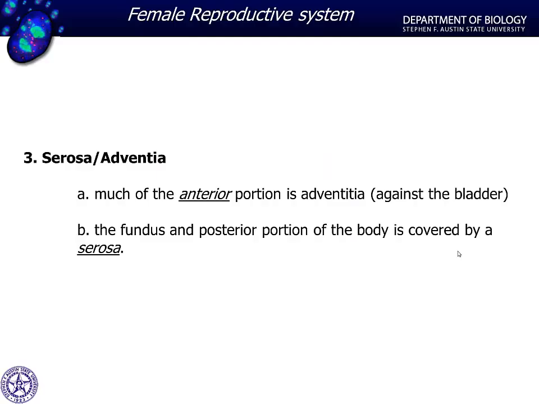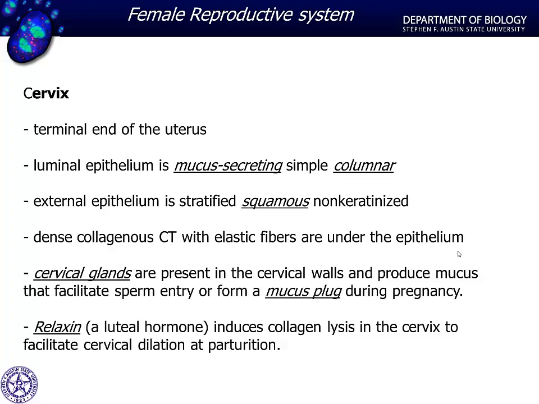Now, the uterus is going to be surrounded by serosa/adventitia, because much of the anterior superior portion, if you will, is going to be adventitia. That portion that's against the bladder itself is not necessarily going to have a mesentery immediately adjacent to it. But the fundus and the posterior part of the body, or in this case the dorsal part of the body, is going to be covered by a serosa. So it's partly serosa, partly adventitia.